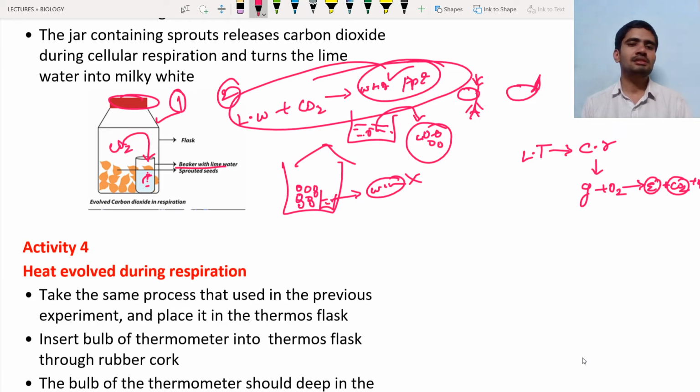So based on the experiments on these two sets, we can confirm that these tissues undergo cellular respiration. During cellular respiration, carbon dioxide is released. Okay, so this is about the experiment.